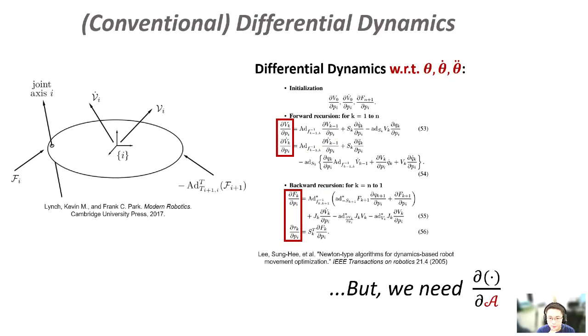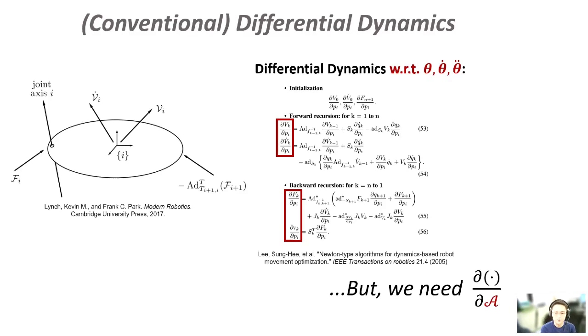Traditionally, the differential dynamics with respect to the joint states, the joint angle, velocity, and acceleration has been widely used for many applications such as motion optimization and model identification. Differentiating the recursive dynamics, the derivatives of the link body velocity v and the body acceleration v dot and force range f can be obtained recursively.